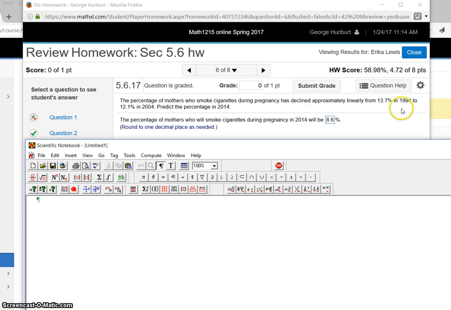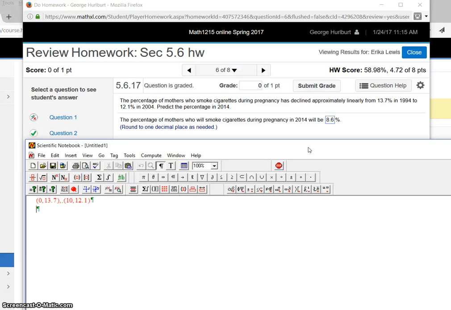And our points are in the form of time and percent of women who smoke. So, 1994, I'm going to call that year 0. So this first point is year 0, percent of the smokers is 13.7. And then the second point would be 2004. That would be 10 years later. So 10, 12.1. Okay, now that I have my 2 points, I can find the equation of the line.